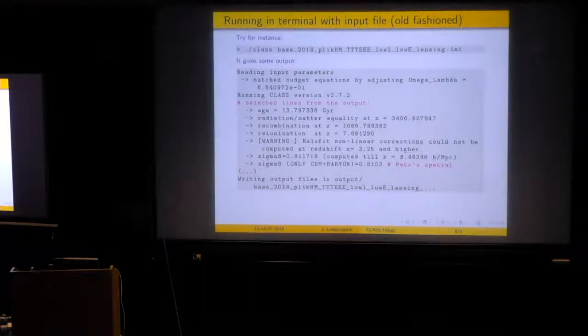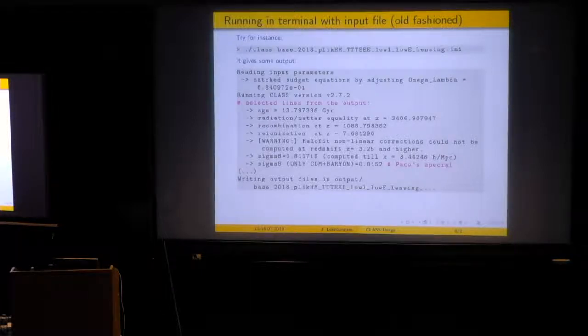I have only put a few here, but there are probably 30 of them. You know the age in gigayears that you could not guess in advance. A few characteristic redshifts like radiation matter equality, recombination, reionization. There is a warning here about something with halofit. It's because this file was requiring nonlinear corrections to the matter power spectrum with halofit. Now, don't worry, you will understand what this warning means. It's completely normal. It means that everything worked well. You will understand what it means during the theory lecture, which is the next one.